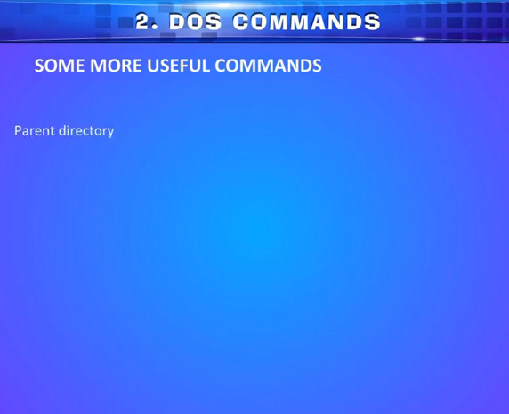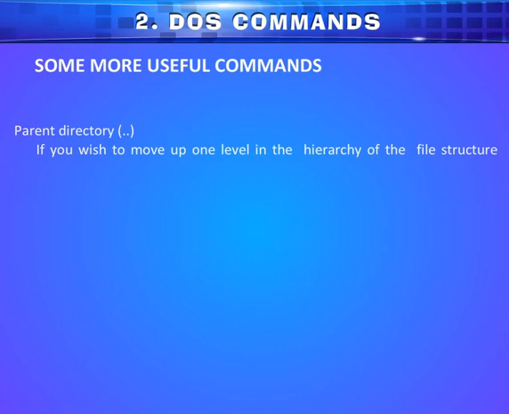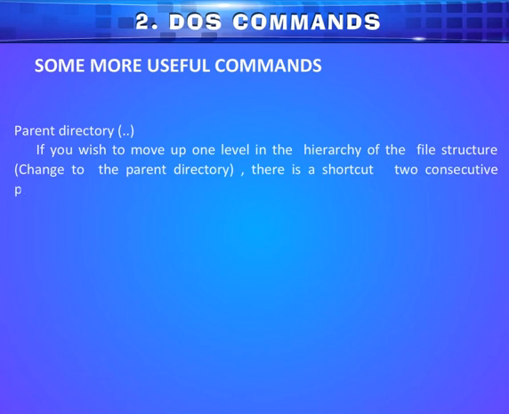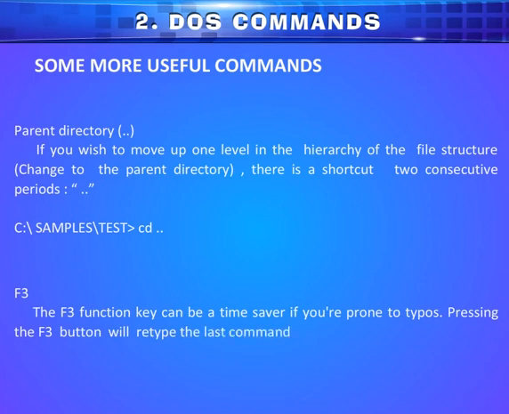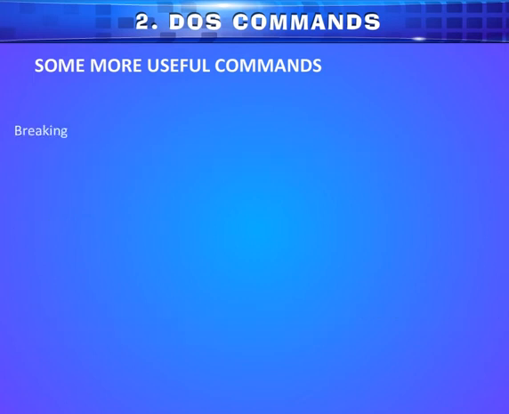Some more useful commands. Parent directory. If you wish to move up one level in the hierarchy of the file structure, change to the parent directory. There is a shortcut: 2 consecutive periods. C:\samples\test> CD .. F3. The F3 function key can be a time saver if you are prone to typos. Pressing the F3 button will retype the last command for you.